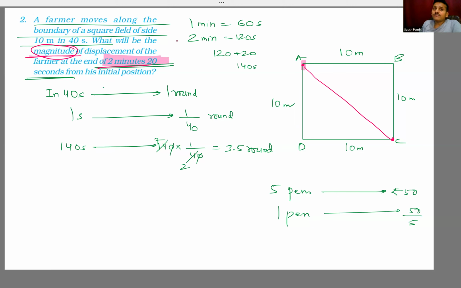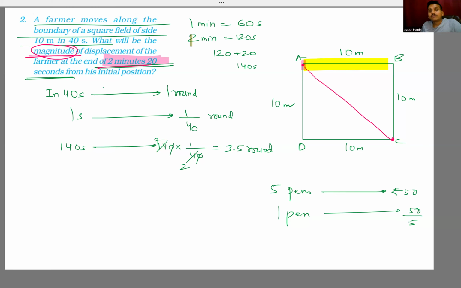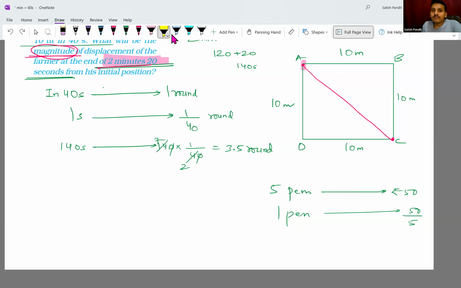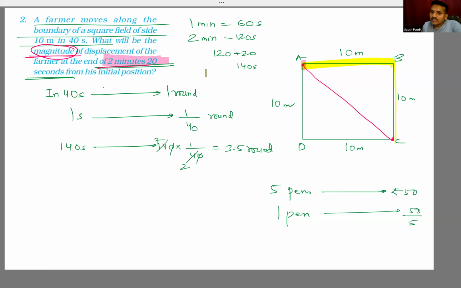So magnitude is the value of displacement. To find the value of displacement, we have to find this particular length, AC. And how do we find this length AC? If you look carefully, we have a triangle here: A, B, and C form a triangle.